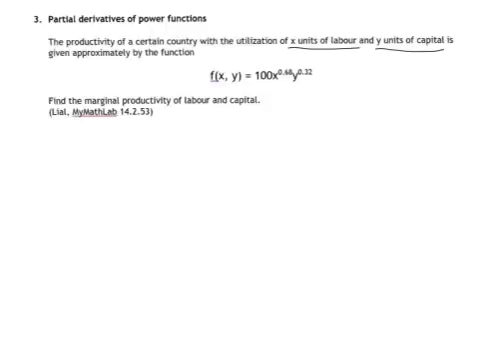So what that means, again, marginal tells us we're looking for the derivative or the rate of change. Productivity of labor and capital means that we're looking for both partial derivatives, one with respect to labor, X, and one with respect to capital, Y.